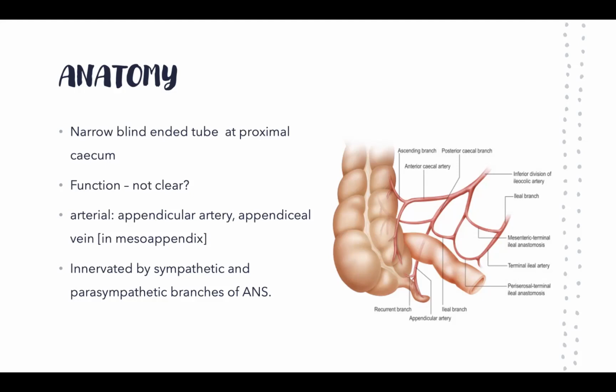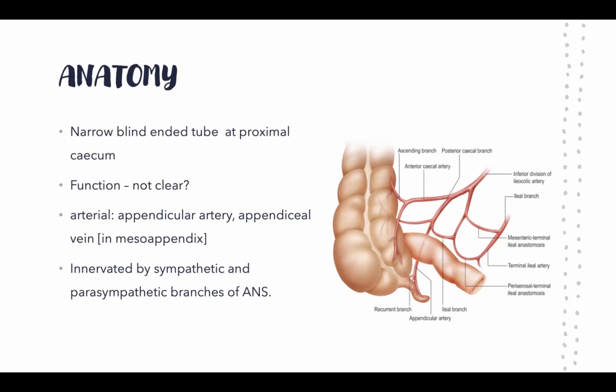So let's talk a bit about the appendix before we talk about appendicitis. So what is the appendix? It's basically a blind-ended tube at the proximal cecum, as we can see here and appreciate on the bottom. So that's what we call the appendix, and it's a hollow-ended tube.